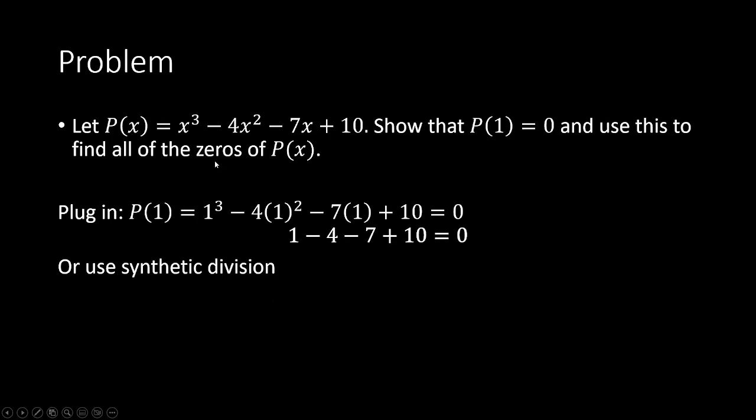Now p of x is equal to x cubed minus 4x squared minus 7x plus 10. So p of 1 equals 0, and use this to find all the zeros of p of x. If we plug in, you get 1 minus 4 minus 7 plus 10 equals 0. This will give you negative 2, I believe. Or we can use synthetic division.